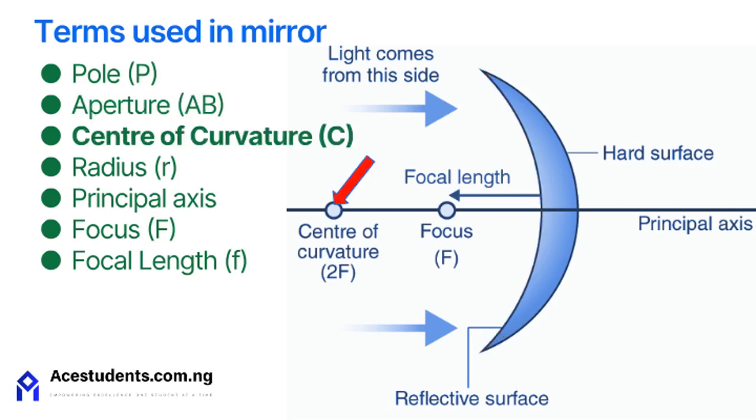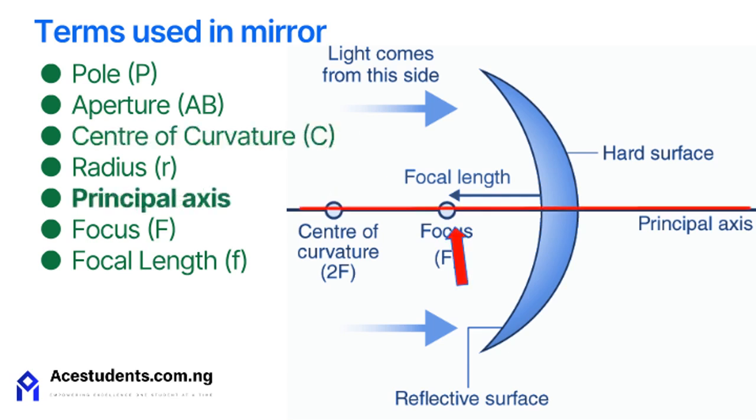Next, we look at the center of curvature. The center of curvature, C, is the center of the imaginary sphere from which the mirror is cut. The distance from the pole P to C is called the radius of curvature. The principal axis is a straight line that joins the pole P to the center of curvature C.